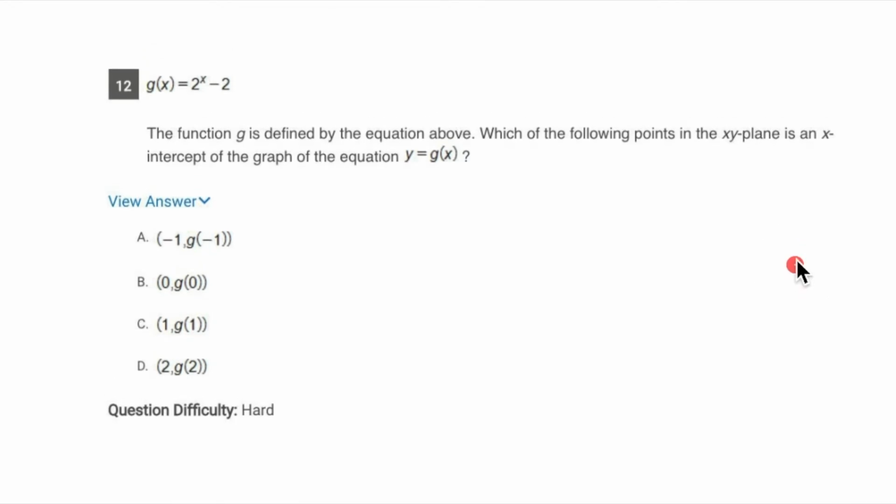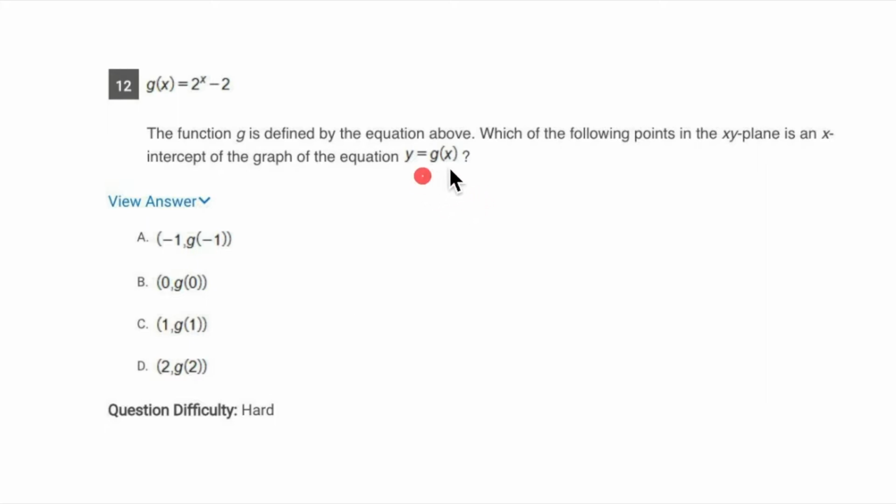So this one is also hard, but it's not horrible. It just has this function notation in it again. It says the function g is defined by the equation above. Which of the following points in the xy plane is an x-intercept of the graph of the equation y equals g of x? I can understand why you probably missed this one.